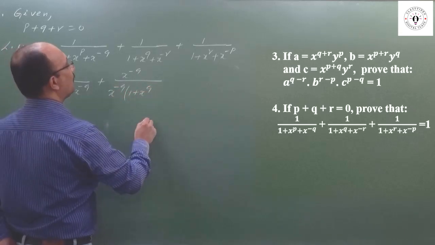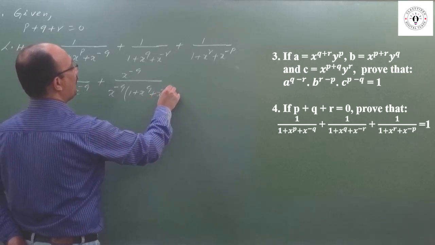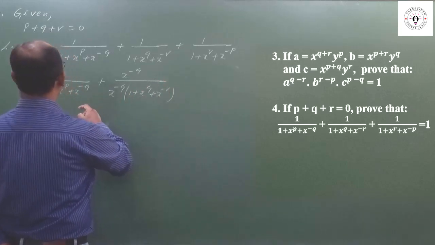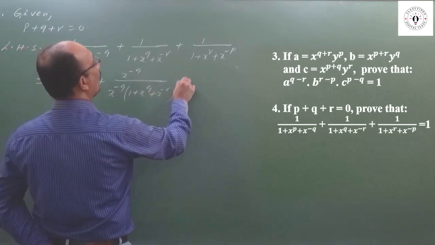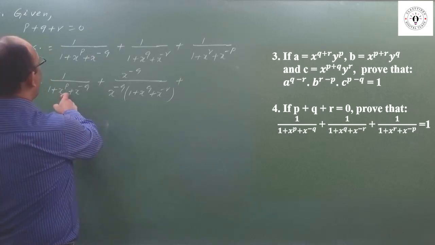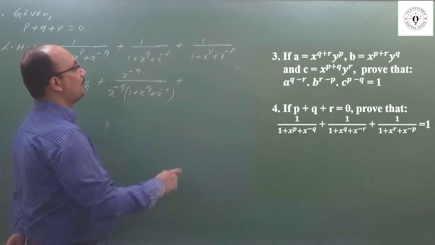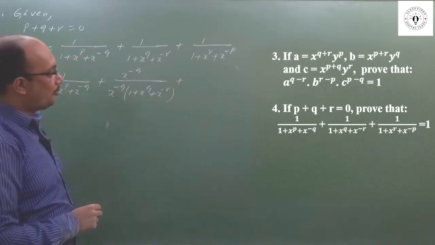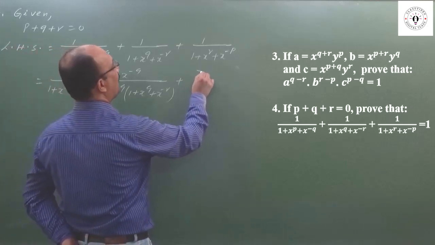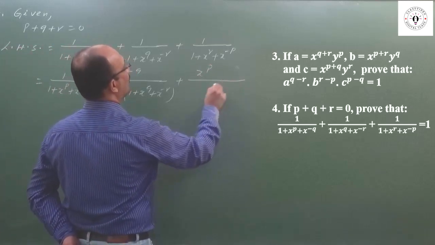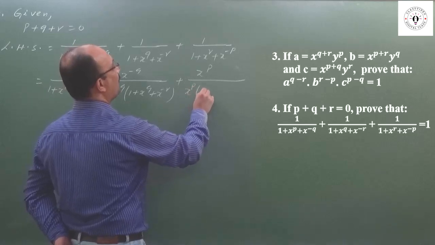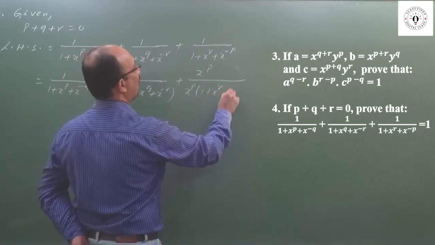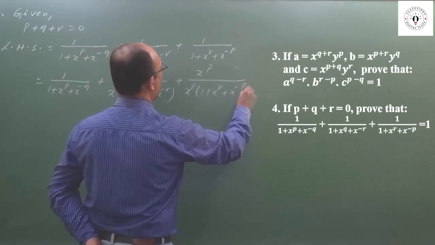1 plus x to the power q plus x to the power minus r. Similarly, what is not here? We need x to the power p in the first fraction, but we have x to the power minus p here. So multiplying numerator and denominator of the third fraction by x to the power p, we get 1 plus x to the power r plus x to the power minus p.